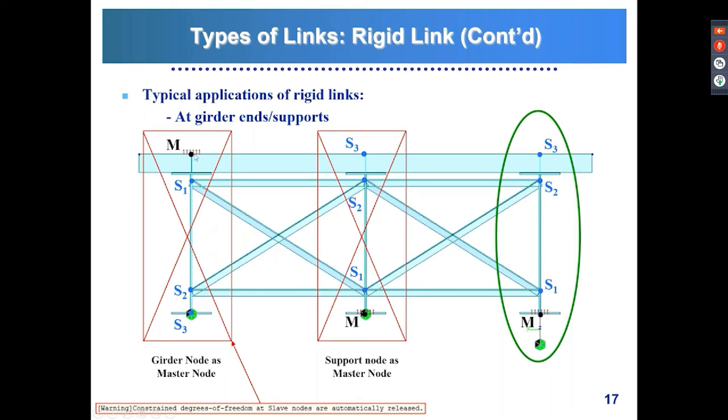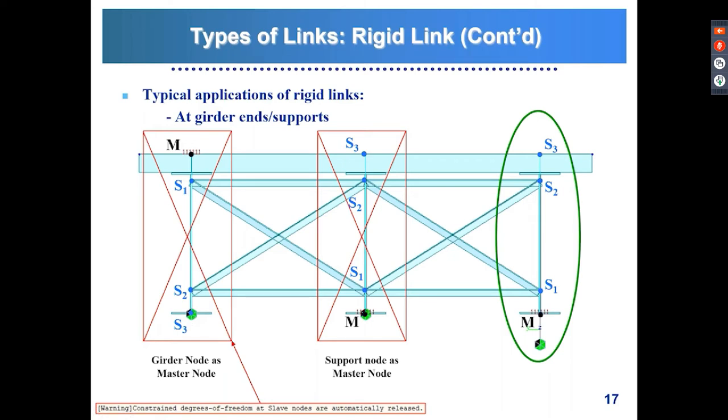What happens is your master node here doesn't have any support condition. So that means that these three slave nodes are going to pick up this property. So even though you have a support condition defined here, once you start running the analysis, this node will pick up essentially that. So this support condition is going to be deleted from the model.